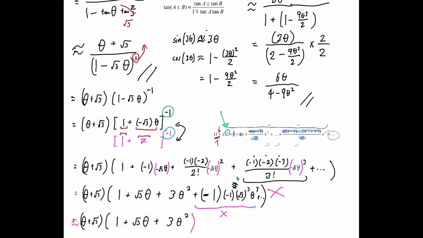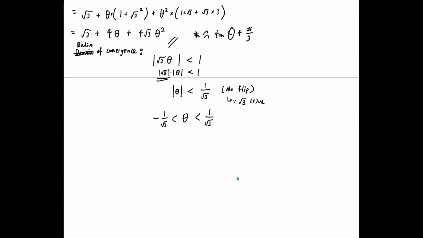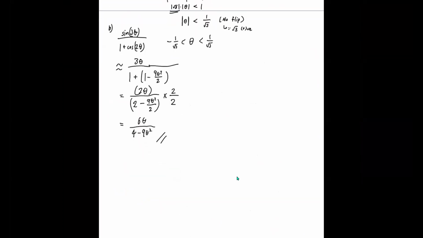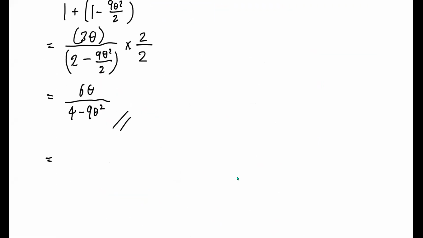Okay. Good. Then part B. For part B, let me just bring down the working because I need more space. For part B, we have this guy. Same thing. We need to simplify it into a linear expression, right? So this means that the denominator we have to bring up. So 4 minus 9 theta squared, I have to bring up, and it becomes a power negative 1.